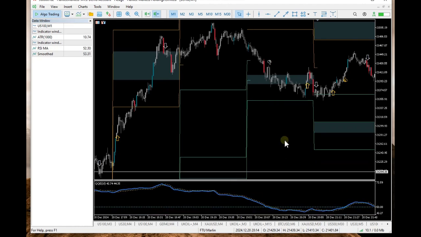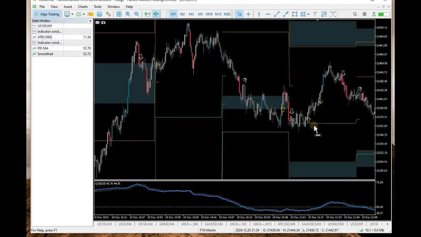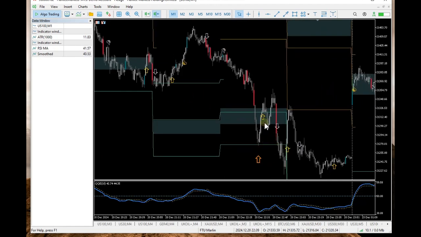So the arrows are more frequent. There's up arrow, down arrow. As you can see here, up, down, up, down, up, down. So on a low time frame, I wouldn't trade them. In this case, a 1 minute.